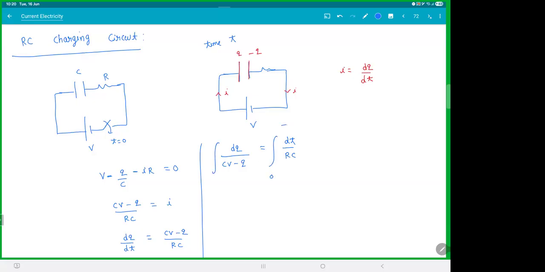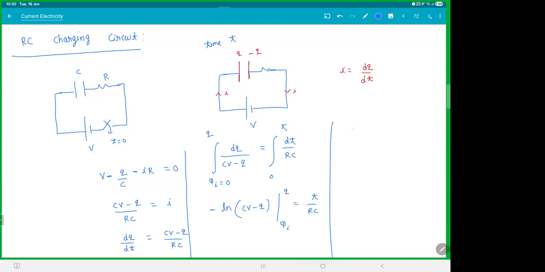This will go from 0 to t. This should actually be Q initial in case the capacitor already has some charge, but here it is 0 to small q. Integrate this. This will be minus ln CV minus Q, limits will go from Q initial to Q, equals t by RC. Then you do all the stuff and you end up with Q is equal to CV into 1 minus e power minus t by RC.